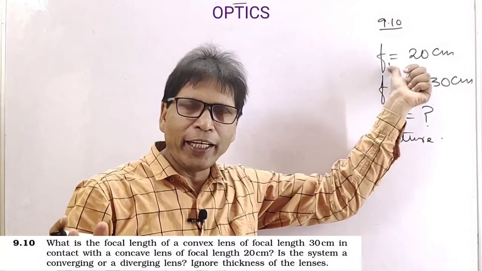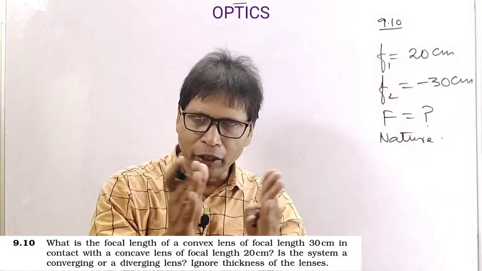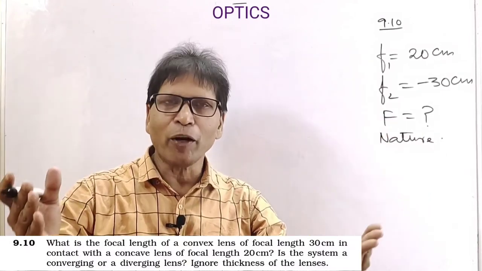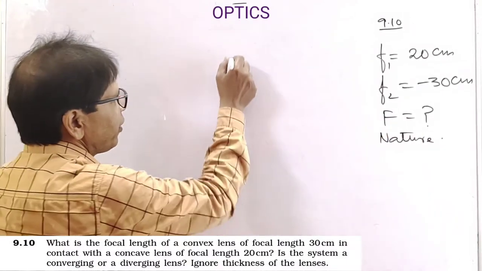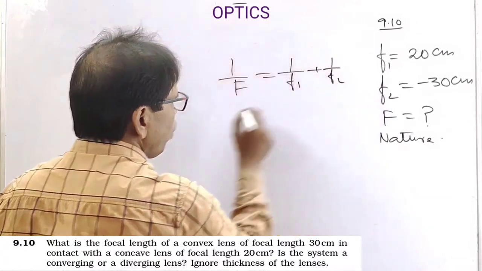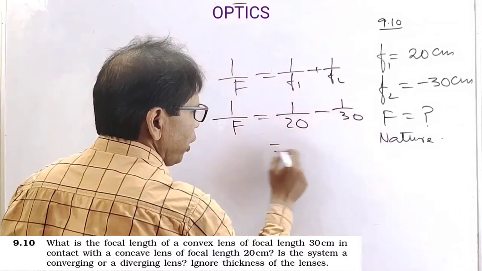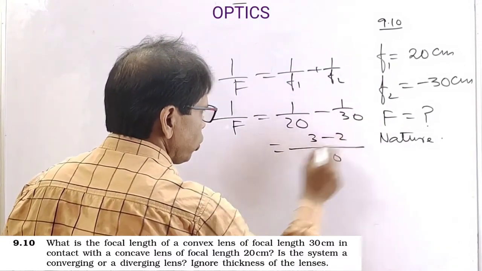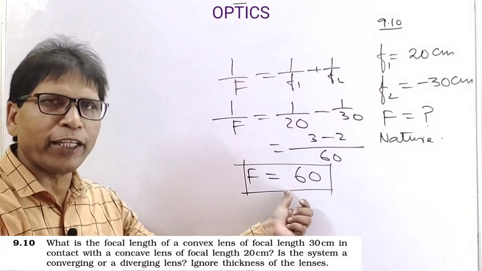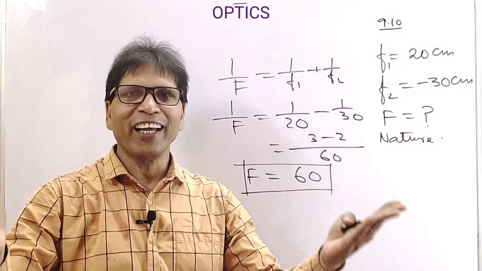Now look at this, NCERT 9.10. A convex lens of focal length 20 cm and a concave lens of focal length 30 cm are in contact. We have to calculate the equivalent focal length capital F and nature of the combination. Now look at this. 1 by F, this is the 1 by f1 and this is the 1 by f2. So from here, 1 by F, this is the 1 by 20 minus 1 by 30. Now LCM 60, this is the 3 minus 2, so F equal to 60. Therefore, equivalent focal length of the combination is 60 cm. As the focal length is plus, it behaves as a convex lens.